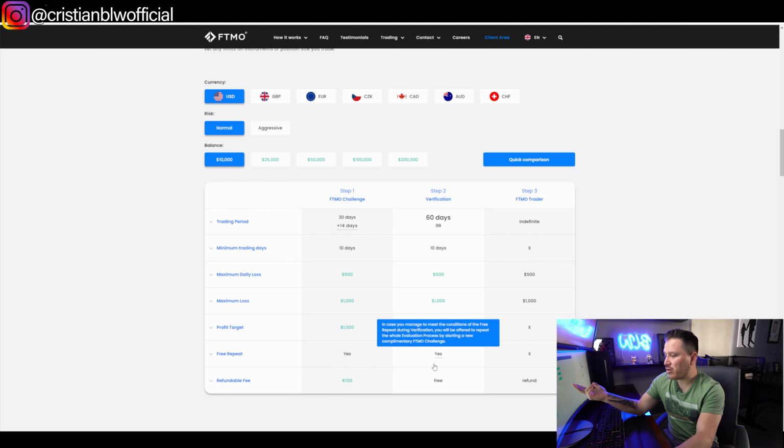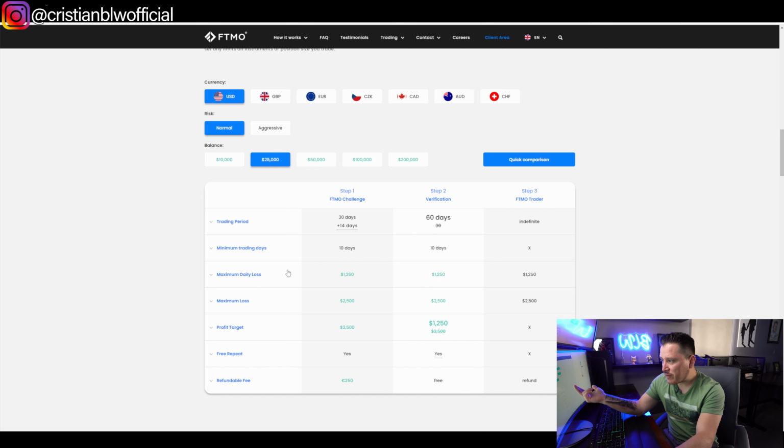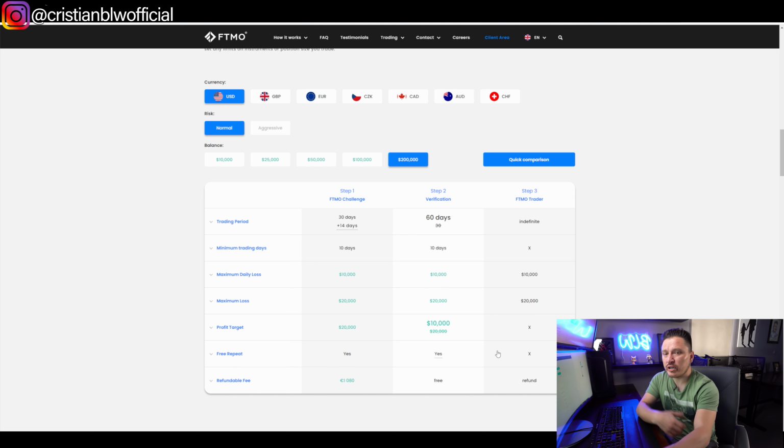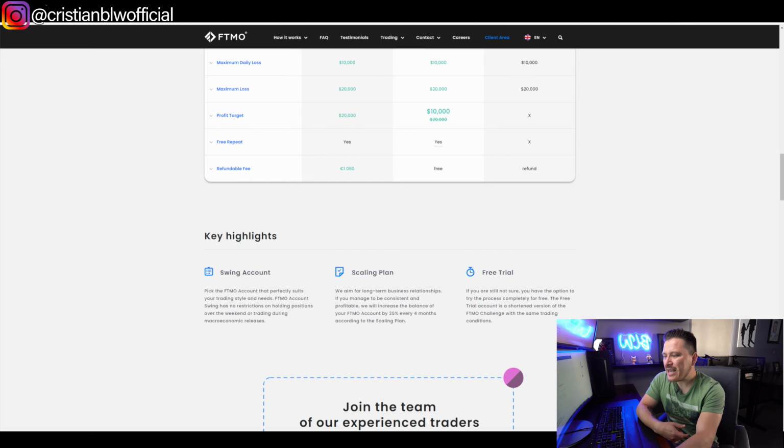For a $10,000 account, it's 155 euro. For a $25,000 account, it's 250 euro. For a $50,000 account, it's 345. It's pretty similar, 540. And $200,000 is 1,000 euros. It's slightly more expensive than E8 Funding. And the only downside that I have with this specific company is that they don't take crypto for getting those funded accounts. But if that's okay with you and you can use your credit card, then definitely this is the best company for you.